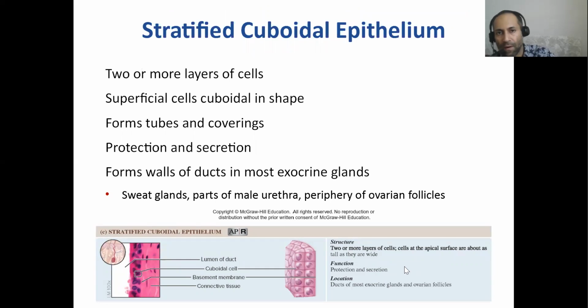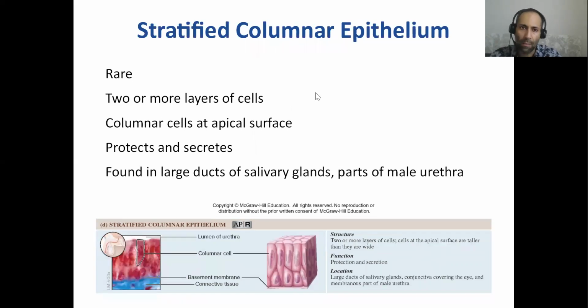All right, next up, stratified cuboidal epithelium. Again, look at the shape, cube shaped and in multiple layers, all right? And so they are mostly found in the ducts or the tubes of most exocrine glands and also ovarian follicles, all right? So the ducts that drain exocrine glands and take away their secretions usually have stratified cuboidal epithelium.